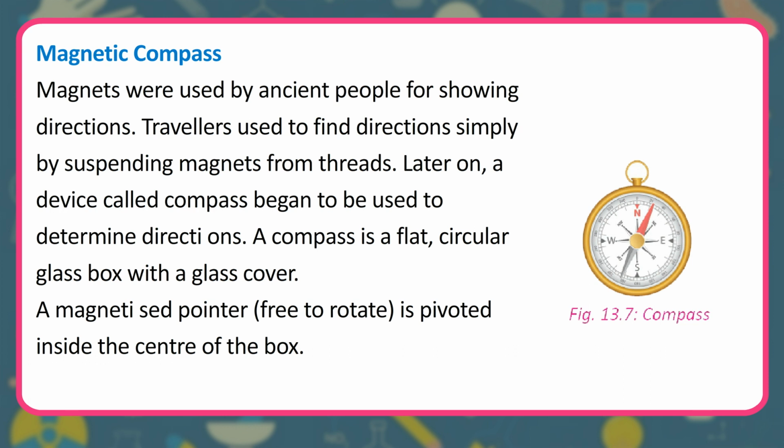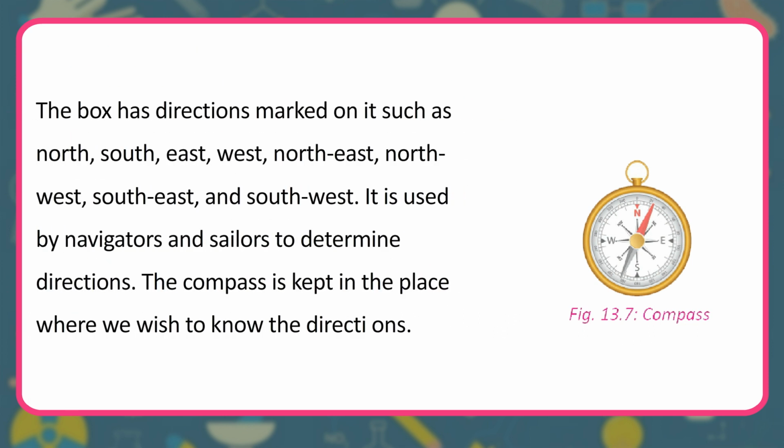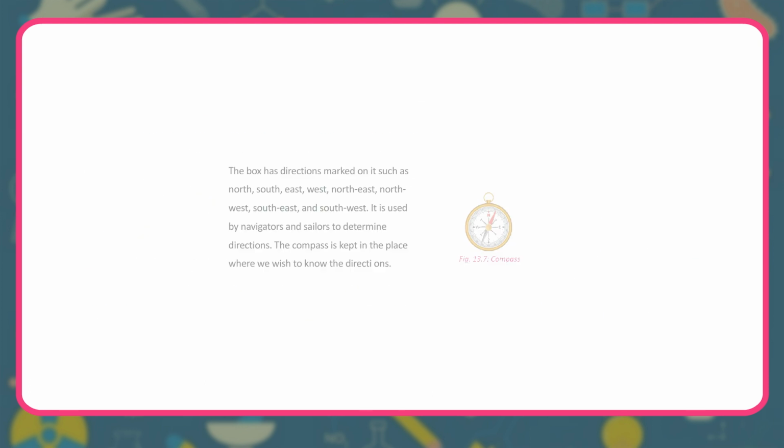A compass is a flat, circular box with a glass cover. A magnetized pointer, free to rotate, is pivoted inside the center of the box. The box has directions marked on it such as north, south, east, west, northeast, northwest, southeast, and southwest. It is used by navigators and sailors to determine directions. The compass is kept in the place where we wish to know the directions.